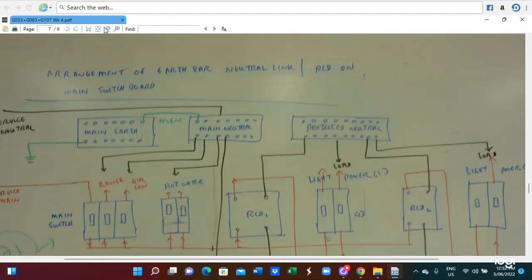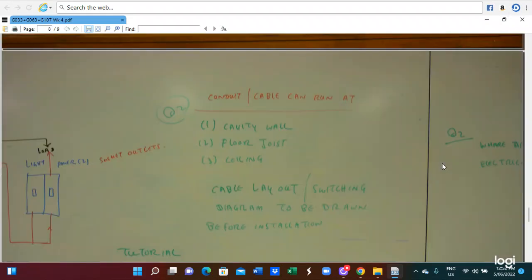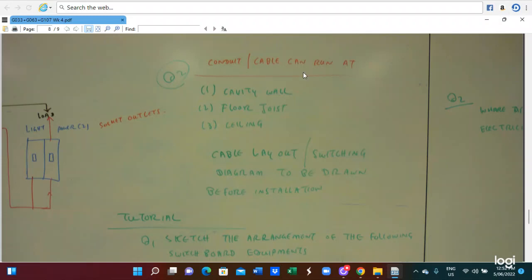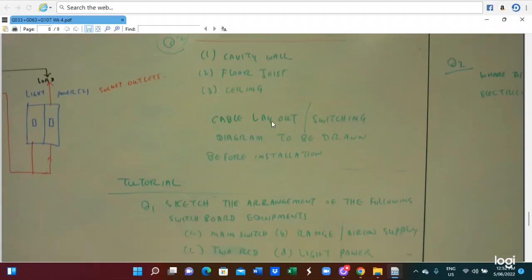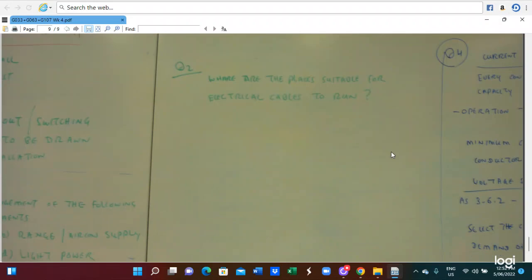So this is a connection of the arrangement of the active neutral link and RCDs connection. This diagram shows the active neutral link and the RCD on the main switchboard. In this case, the conduit cable can be run in the cavity wall, floor joist, and the ceiling. The cable layout and switching diagram is to be drawn before the installation. Then you have to do this tutorial.